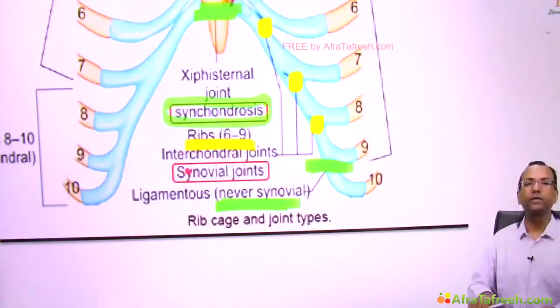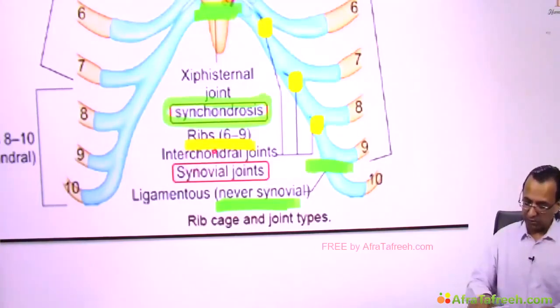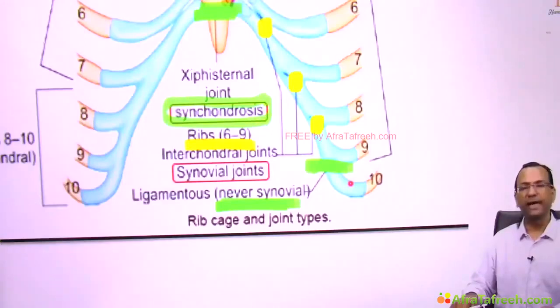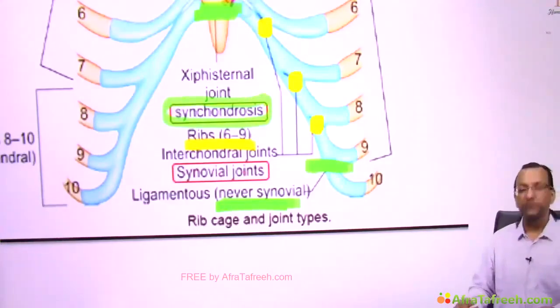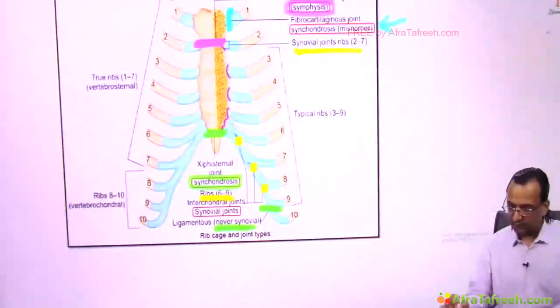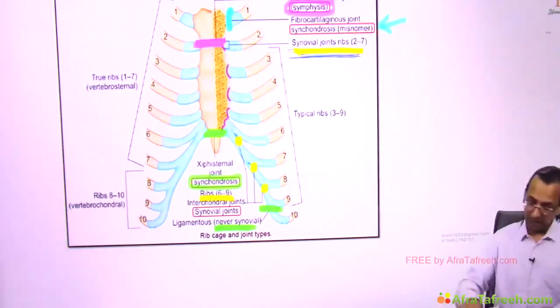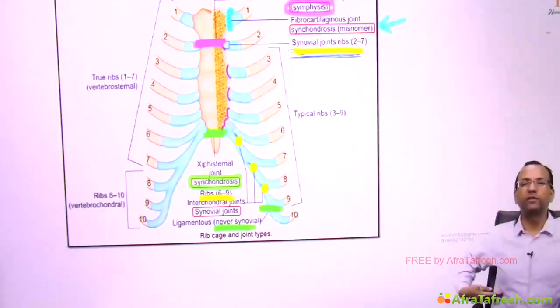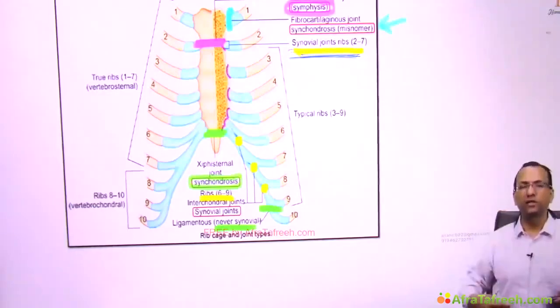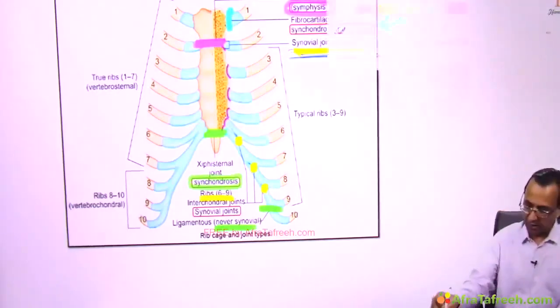So interchondral joints are also synovial? Yes, all these joints are synovial. The ribs articulating with each other are synovial joints, except the 10th rib. The 10th rib does not have a synovial joint. It is fibrous. Otherwise, 9th rib, 8th rib, 7th rib, 6th rib, all of them have synovial joints. And not only that, even rib number 2 to 7, we have discussed, is also synovial. But the first rib does not have a synovial joint. Or simply, first rib and 10th rib do not have synovial joints, and all the 2, 3, 4, 5, 6, 7, 8, 9 have synovial joints. This is the point here. And we already mentioned this.